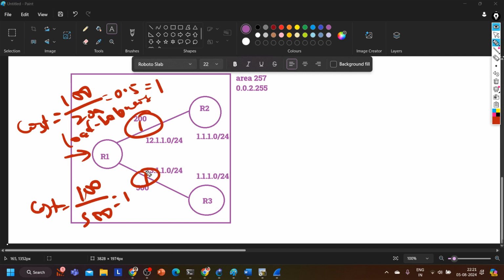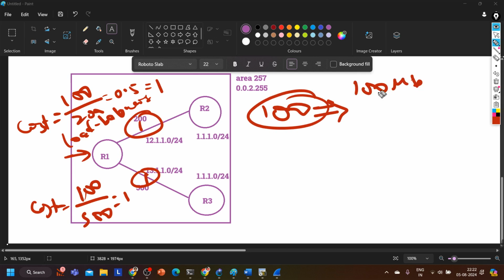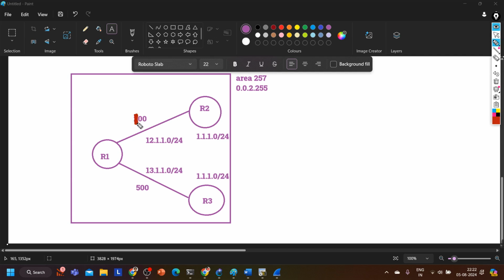So whenever you have a link whose bandwidth is more than 100 Mbps, in that scenario you should change what? Reference bandwidth, right? Reference bandwidth is 100 by default, and this is good for links whose bandwidth is up to 100 Mbps, right? Because let's say here bandwidth is 100 Mbps, here bandwidth is only 10 Mbps. So this time the router can identify which path is the best path, because here it will calculate cost. Cost will be 100 divided by 100, value 1.